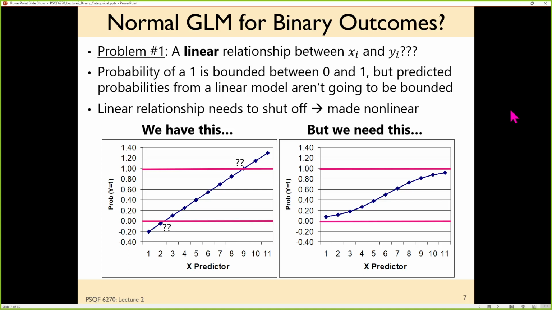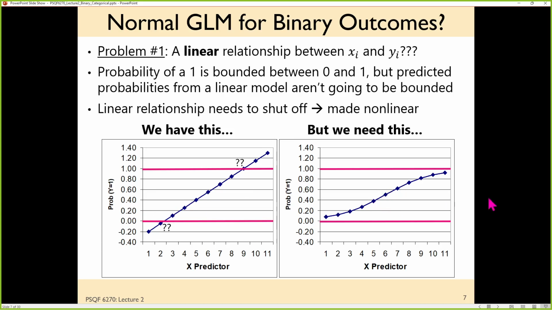However, in this case, we need to make the line shut off. We need to make sure that no matter how high x goes, the probability of a 1 doesn't go above 1, and the probability of a 1 doesn't go below 0. So this type of curve is what the link function creates. When we talk about how x predicts the link-transformed y, it will still be a straight line. But when we inverse link, when we back-translate that into probability, it's going to make this bendy line instead.